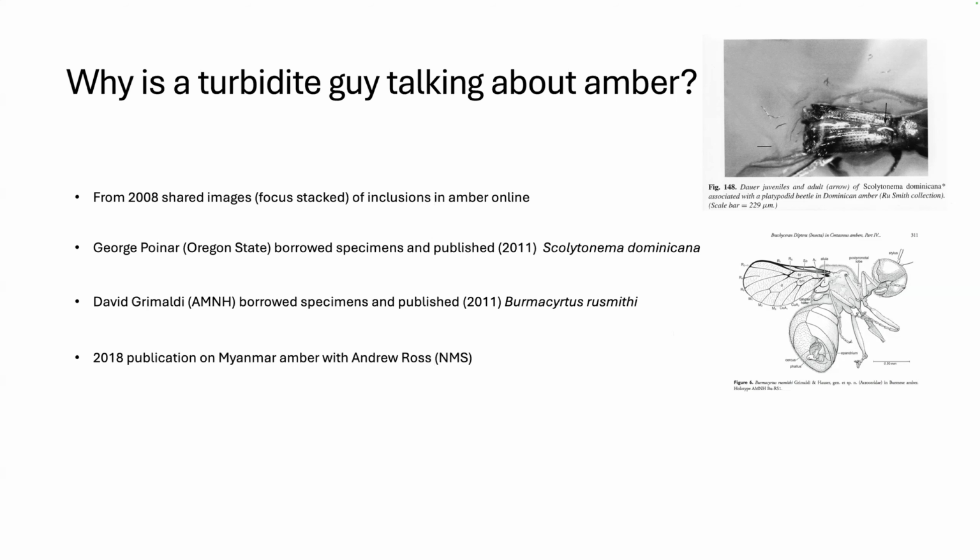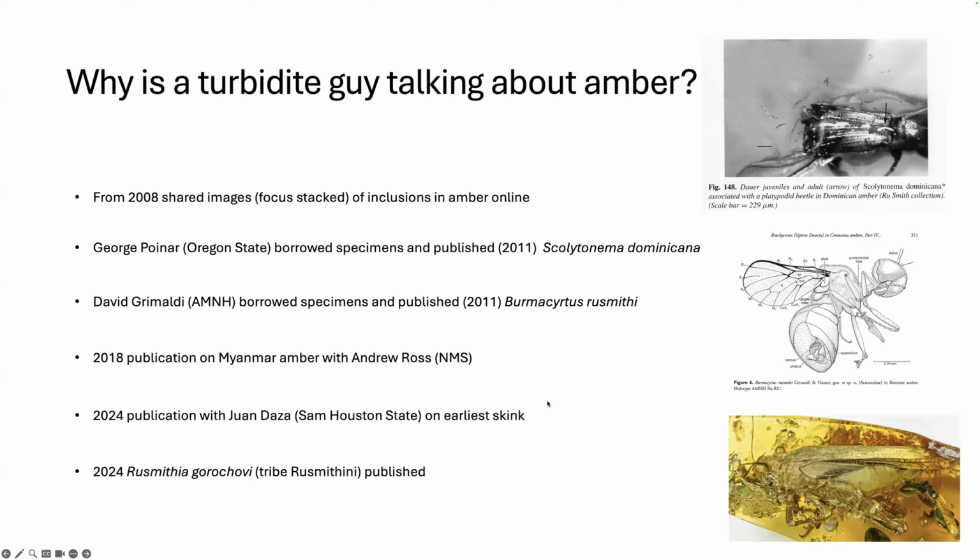In 2018, I published a paper with Andrew Ross of the National Museum of Scotland about Myanmar amber, and we'll be looking at this because it's really fascinating, and it's a kind of illustration of large inferences that can be made from careful observations on quite small specimens. And then last year, there's a publication, another one of my specimens, on the earliest skink, a kind of lizard from the Cretaceous, about 100 million years old.